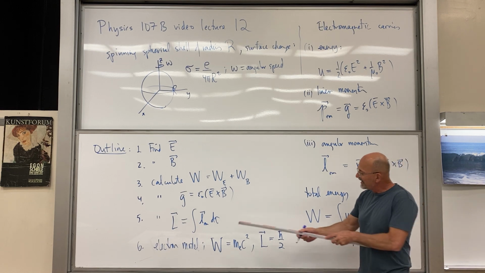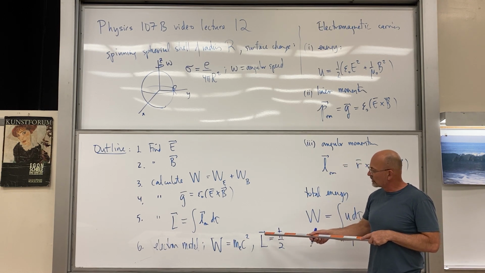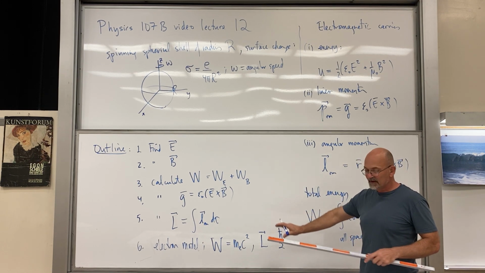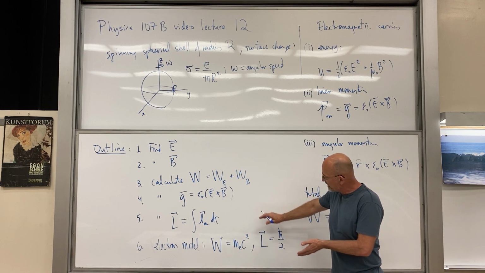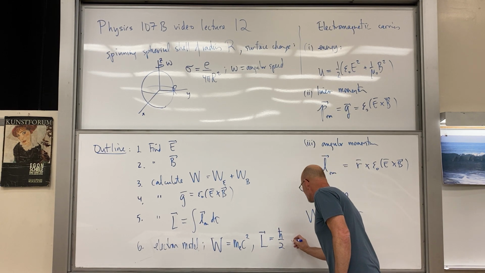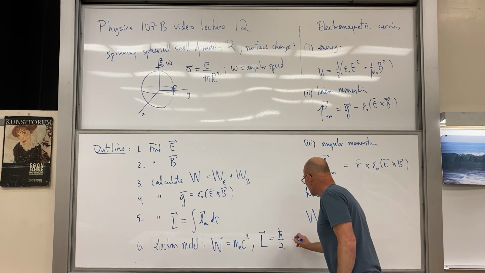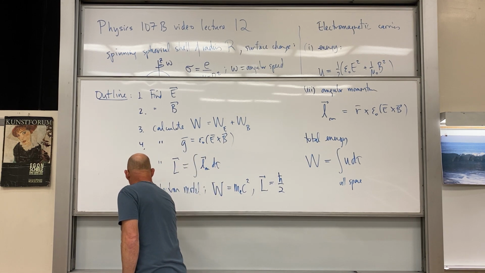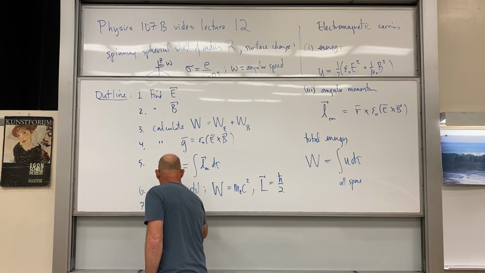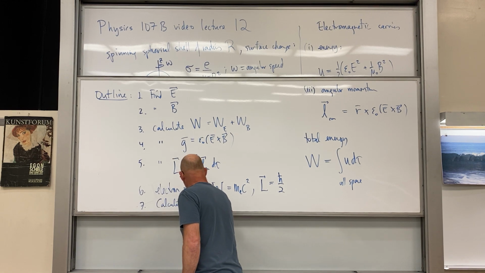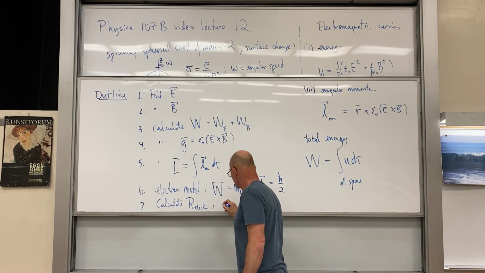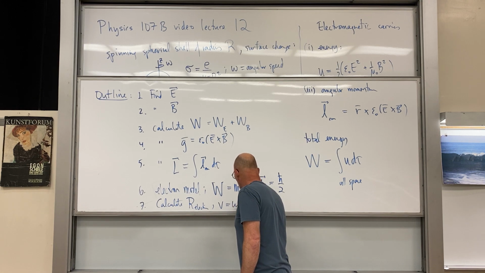So we're equating these two expressions in order to get some information about how fast it is spinning and how big it is. And so this model situation allows us to, I ran out of room, but I'm going to write it here anyway, step 7: calculate R of the electron and V equals omega R.